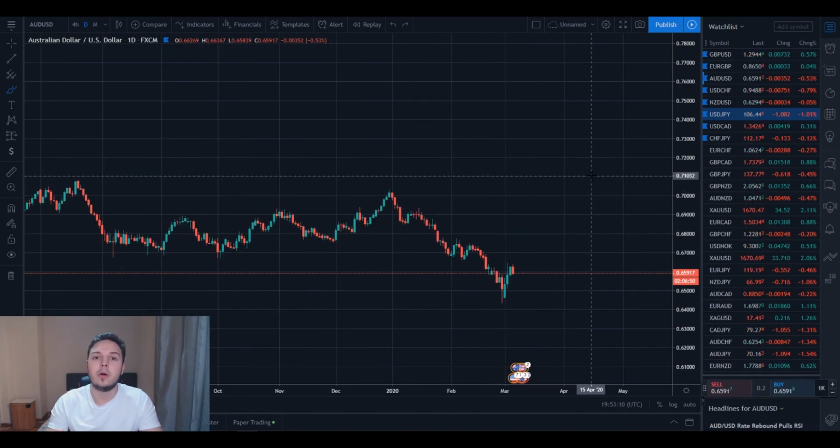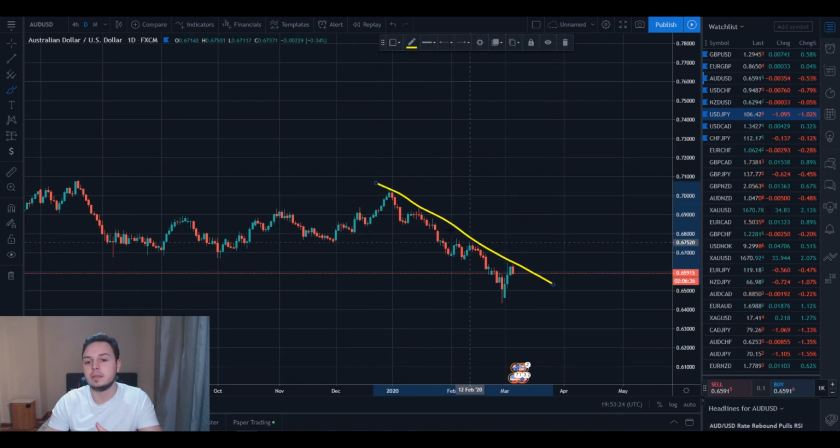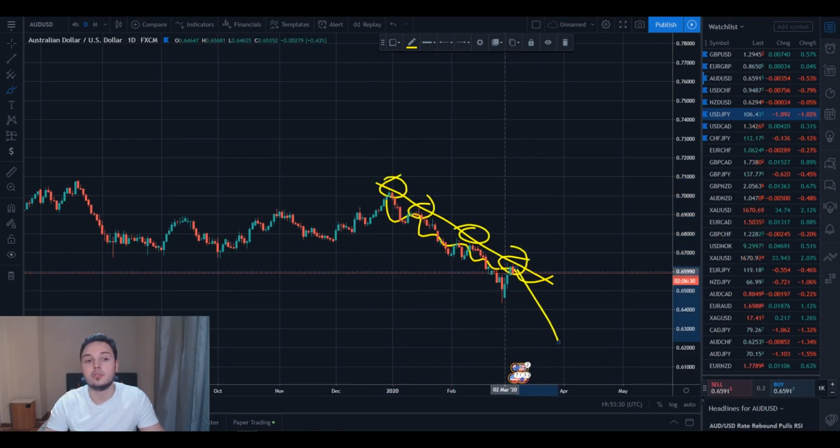I know there's coronavirus in America, and that's why they had emergency rate cuts, but that's fine. The US dollar is the strong currency anyway, and I believe, because there's a downtrend as well over here, we see it bounced back multiple times, 1 2 3 4 touches over here. It'll probably drop down.